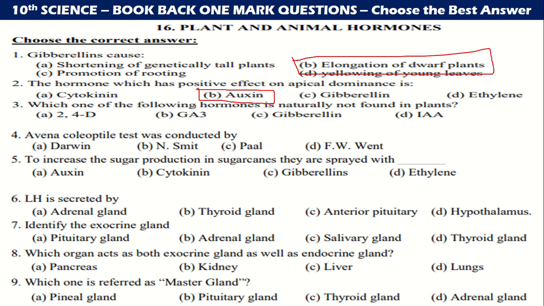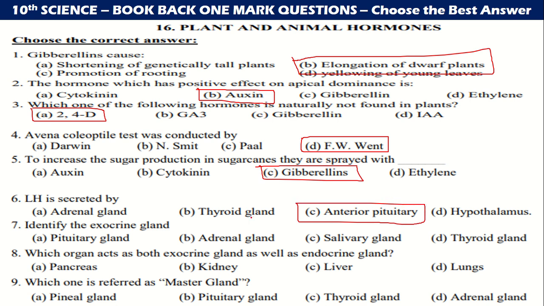Which one of the following hormones is naturally not found in plants, they ask. That is 2,4-D. Then the Avena coleoptile test was conducted by F.W. Went. Then next one, to increase the sugar production in sugar canes, they are sprayed with gibberellins. LH is secreted by the anterior pituitary.